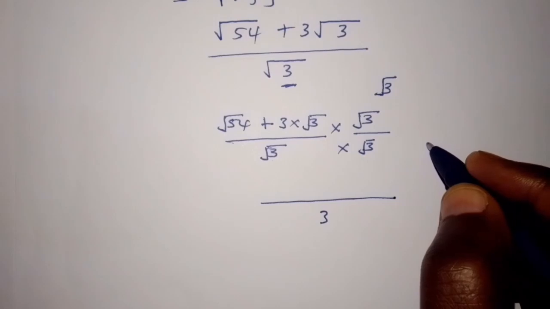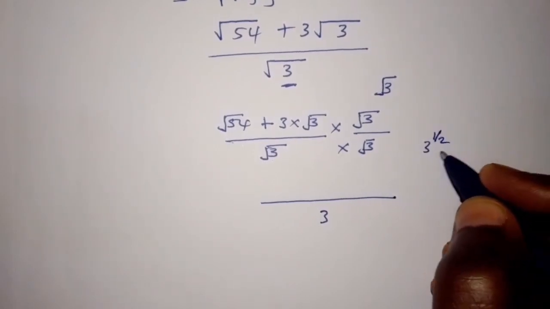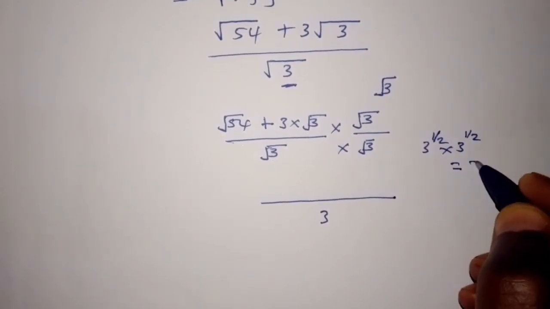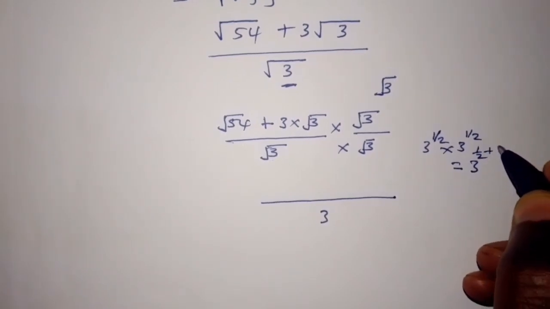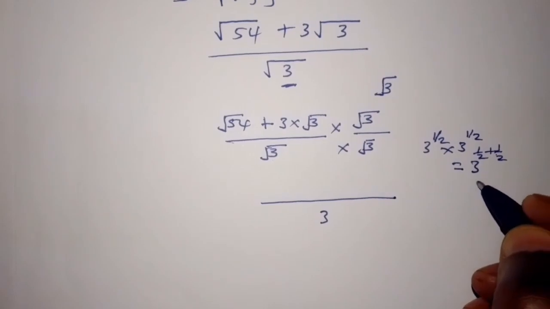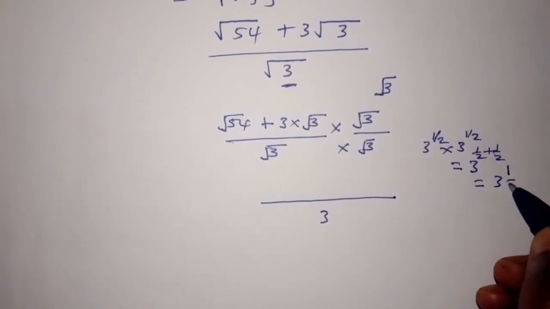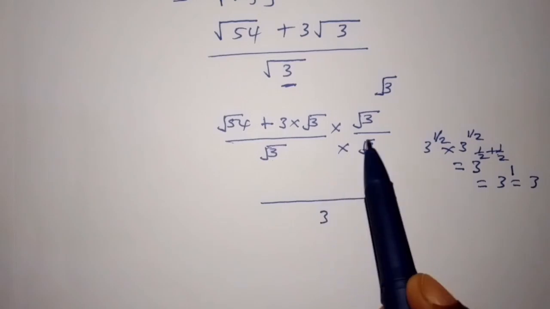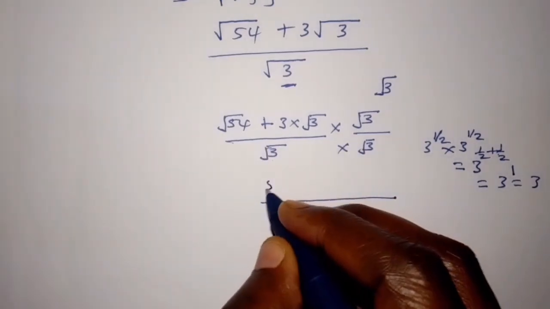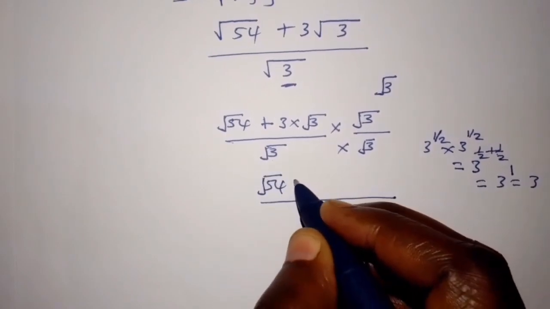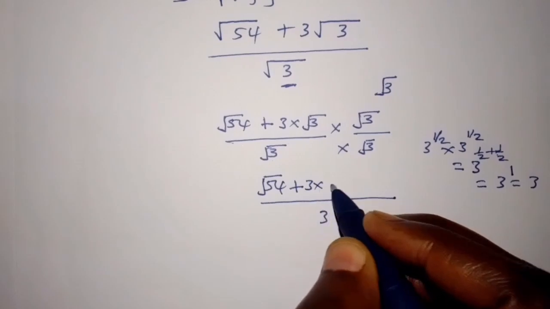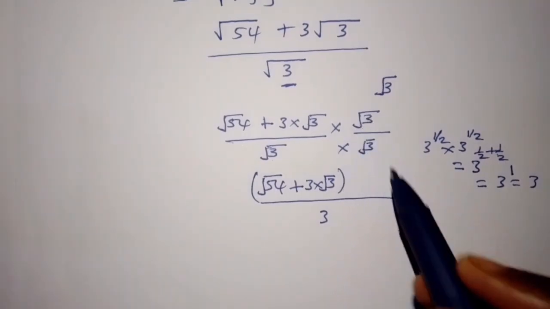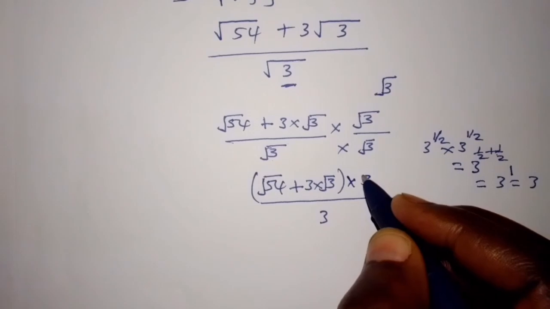Because square root of 3 is just like 3 power a half times 3 power a half, which is equal to 3 power a half plus a half, which is equal to 3 power 1, which is equal to 3. So our denominator will be 3. So now we have got square root of 54 in the numerator plus 3 times square root of 3 in our denominator multiplied by square root of 3.